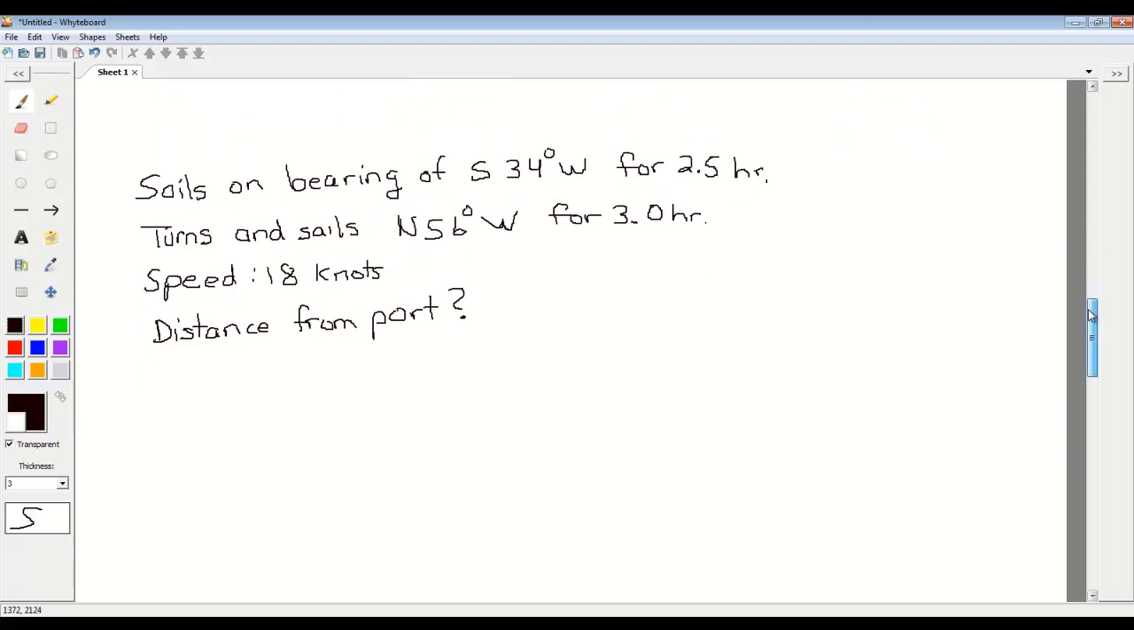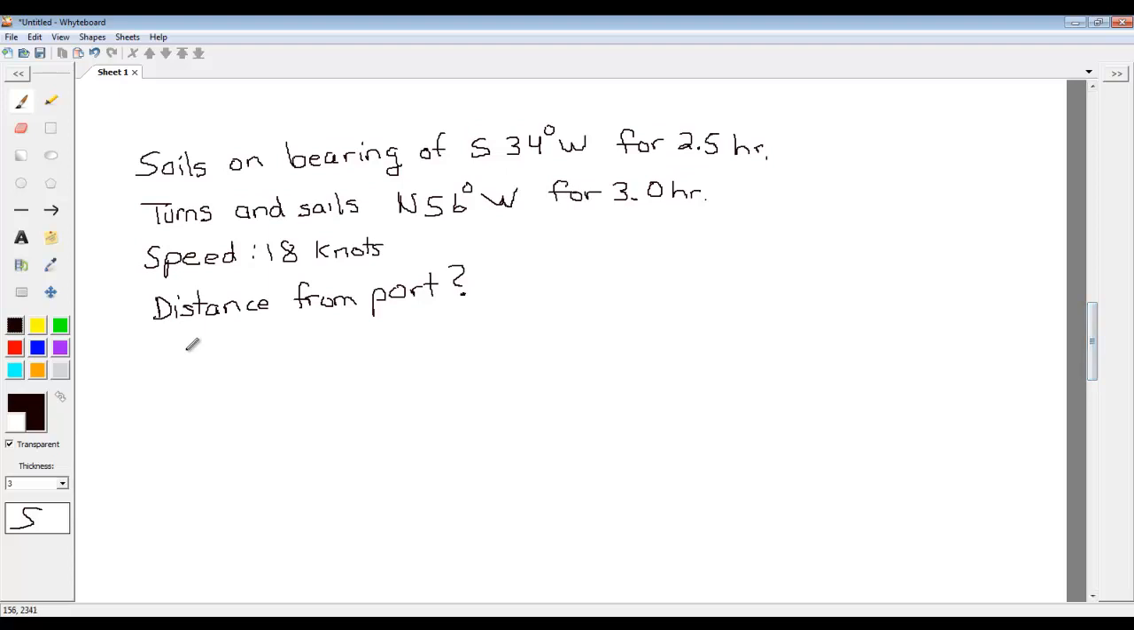Okay, so for this one, let's see here. We've got port. It's so important to draw pictures and tell us what's going on. Sails on a bearing of south 34 degrees west. So it's sailing in this direction basically, because south is here and it's 34 degrees off of south in the westerly direction. And it does that for 2.5 hours.